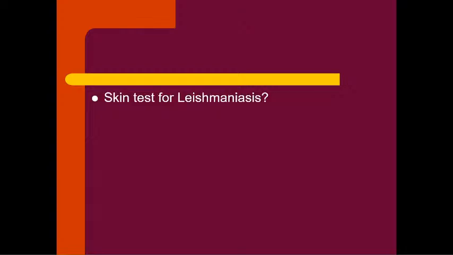Alright, now, we have a skin test also for leishmaniasis. We have the Montenegro test, or the Montenegro intradermal test. This is done by injecting the patient with antigens, or purified antigens, of Leishmania. It's almost similar to your PPD test, but the only difference is that instead of an attenuated version of BCG, you're giving an intradermal injection of Leishmania antigens.